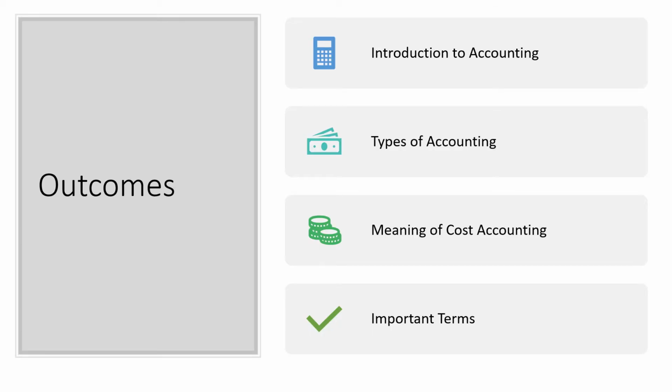Outcomes for today's session are: learners will understand the introduction of accounting. They will be able to know the different types of accounting. Learners will understand the meaning of cost accounting, and learners will also know about the various important terms used in cost accounting.